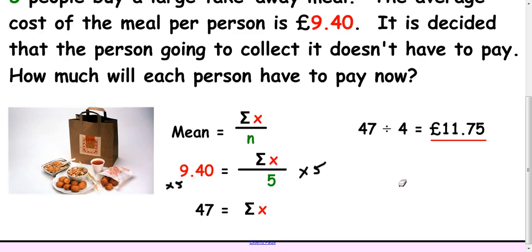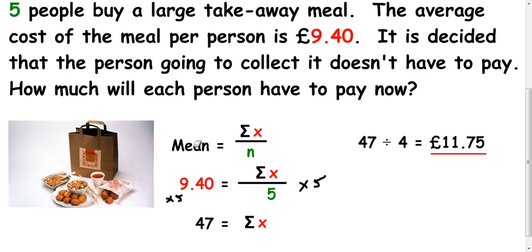So just to recap there, you set the formula out, you filled the mean in, you filled n in because that was 5, we knew that from the 5 people buying the takeaway. And when we multiplied by 5, we worked out what the total cost of the meal was. It was £47. And then we can split it 4 ways to get the cost it would now be for each person.